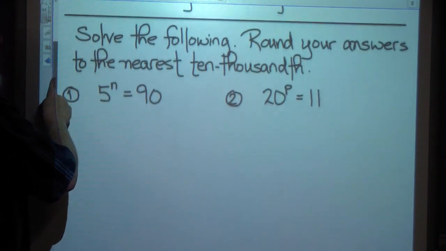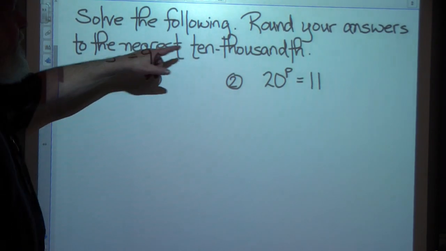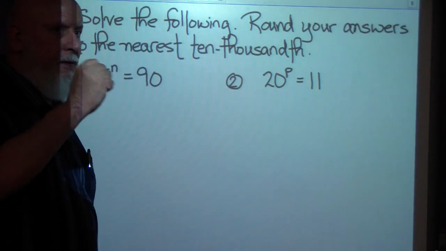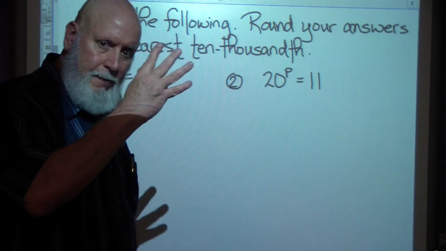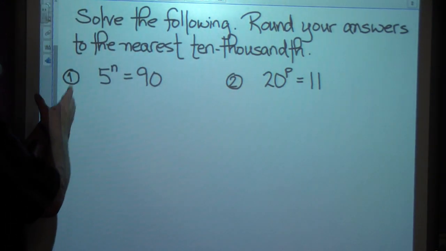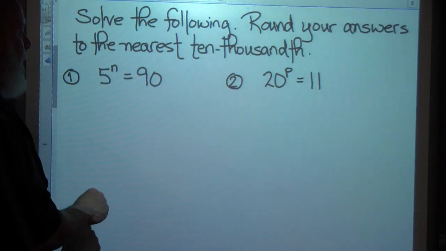Here we go. Solve the following. Round your answers to the nearest 10,000th. That is the fourth decimal place, right? We're tenth, hundredths, thousandths, 10,000th. Yep, fourth decimal place. So here we go. We want to solve this. I have a variable in my exponent.